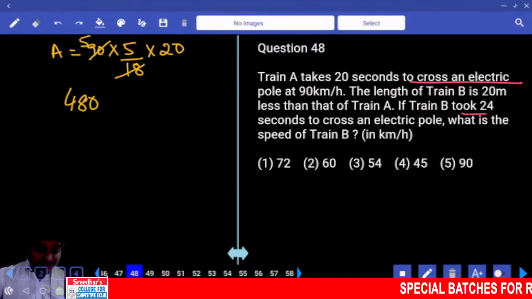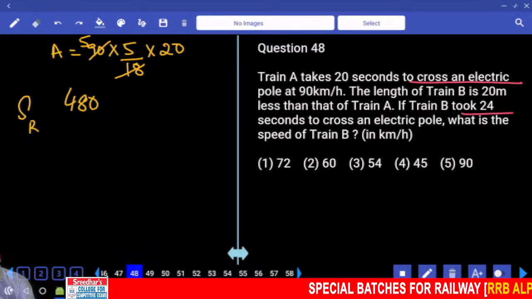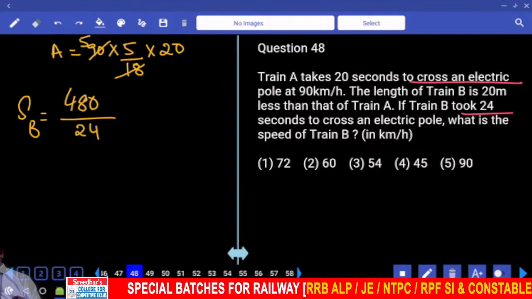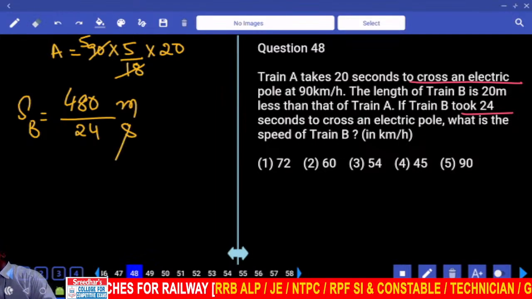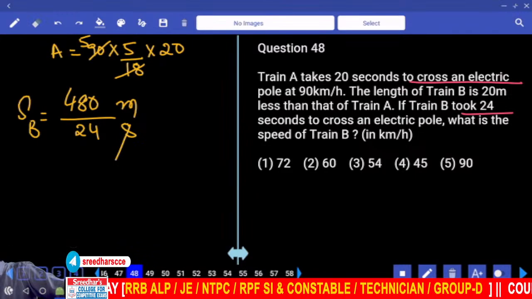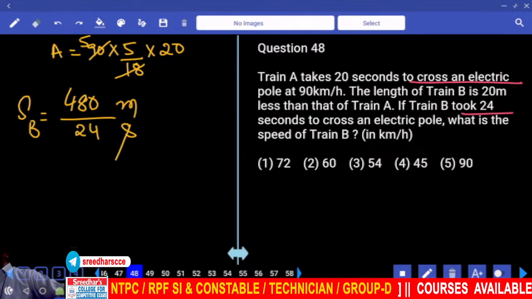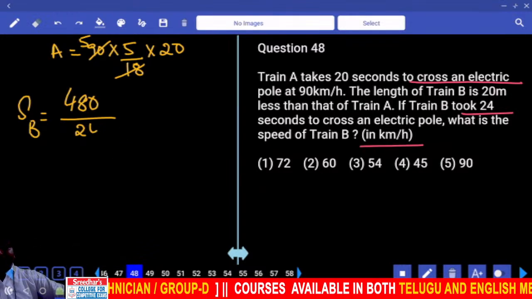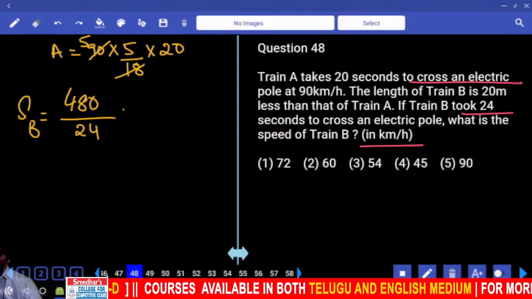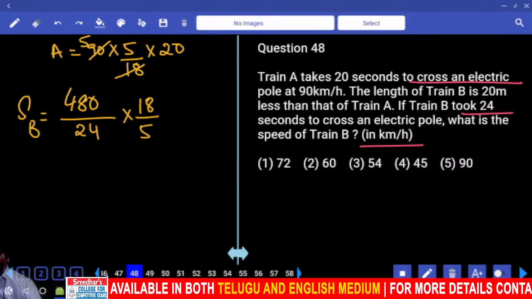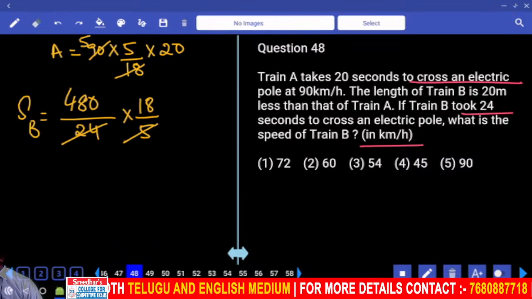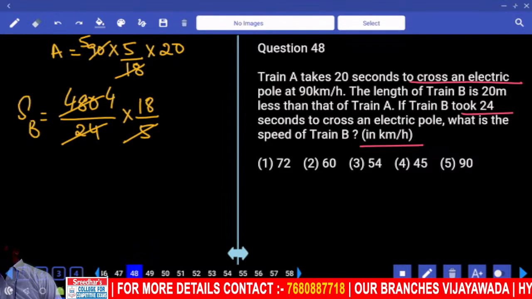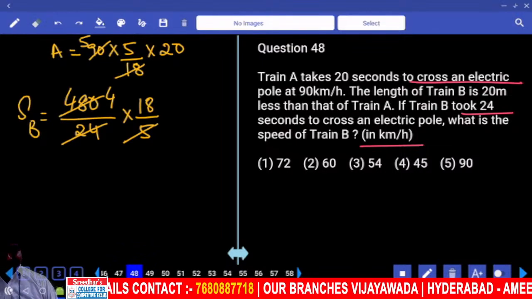And it covers an electric pole in 24 seconds. Then speed of train B will be distance divided by time. Time will be 24. You will get answer in meter per second because numerator is 480 meters, denominator 24 seconds. But specific condition says we have to identify speed in kilometer. So for converting meter per second to kilometer per hour, it will be 18 by 5. 24 into 5 is 120, exactly 4 times. 4 times meaning double, double. 18 double 36, double 72.